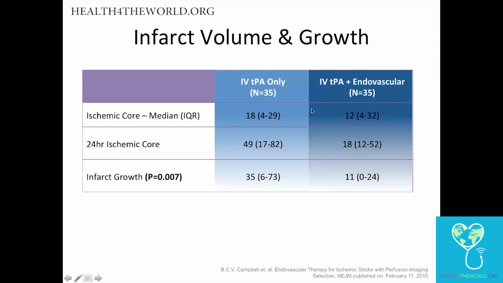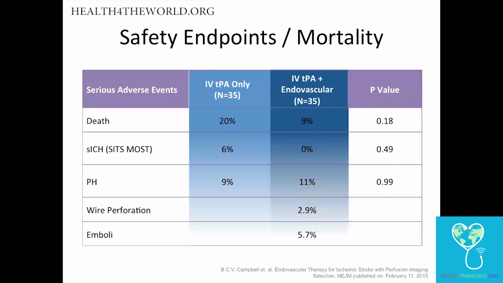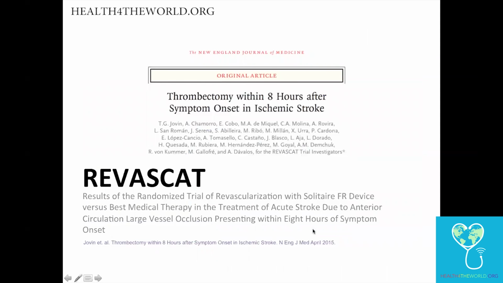And again, here's the infarct growth data, just showing that in the IV tPA arm, obviously their infarcts grew because they're not getting recanalized at such a high rate. We already kind of discussed that at the beginning of the case. From a safety standpoint, the death rate was actually lower, not significantly so, because this is a smaller trial, but nonetheless, the all-cause serious event rate was good.